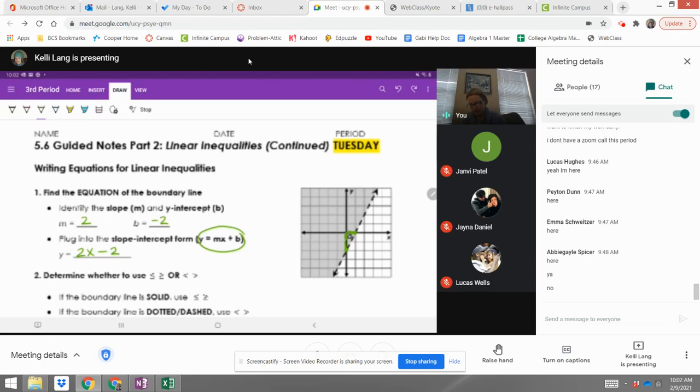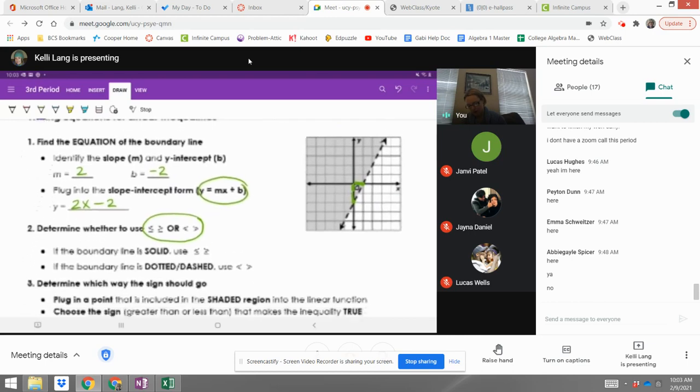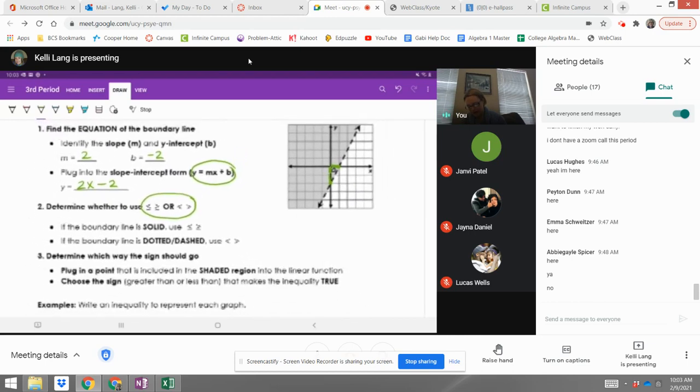So instead of an equal sign, we need to replace our equal sign with one of these symbols. Greater than, less than, greater than or equal to, less than or equal to. So let's figure out which one. First, we have to pay attention to whether our line is solid or dotted. If it's solid, our sign is going to have an equal to component. If it's dotted, we will just have a strictly greater than or a strictly less than component. That's it.